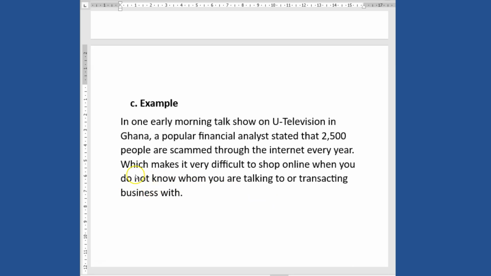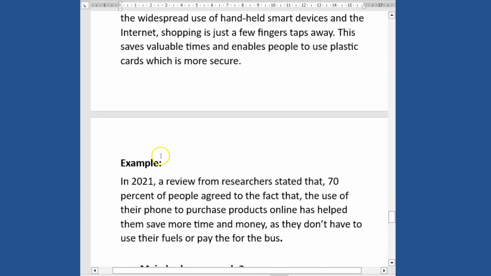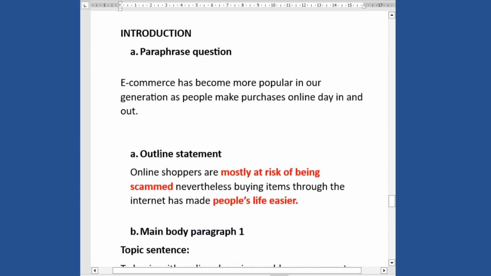So you can see that this is a further explanation or further scenario to add to the point that shopping online lets you become prone, all right, to being scammed. All right, so that is what the example now will be. Let's go on, and after we have done this we need to go and conclude. So just note, let me go over everything so that you have a fair idea.